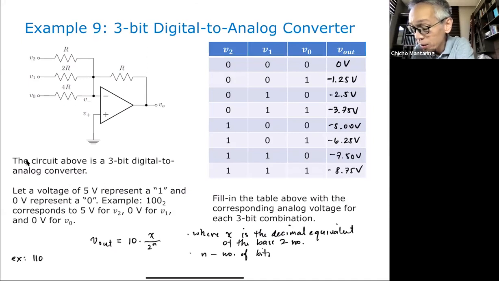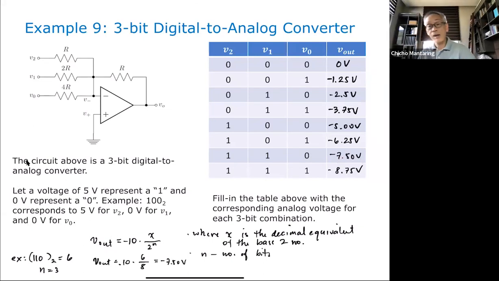The 110 in base 2 is equal to 6 in decimal, no? And then N is equal to 3, that's 3 bits. So you have your V out is equal to 10 times 6 over 8, no? So this is going to be negative, so this is minus 7.5 volts, which is what you see here. Okay, so that's an example of a digital to analog converter.